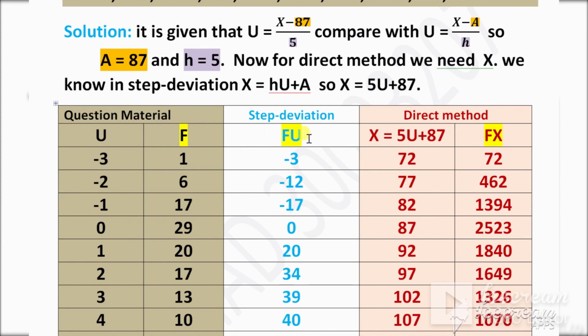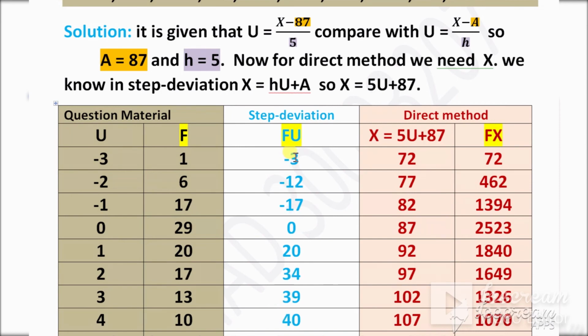So fu means f multiply with u. 1 multiply with negative 3 is negative 3, 6 multiply with negative 2 is negative 12, 17 multiply with negative 1 is negative 17, 0 multiply any number is 0, 20 multiply 1 is 20, 17 multiply 2 is 34, 13 multiply 3 is 39, and so on. Now these are the values of fu.